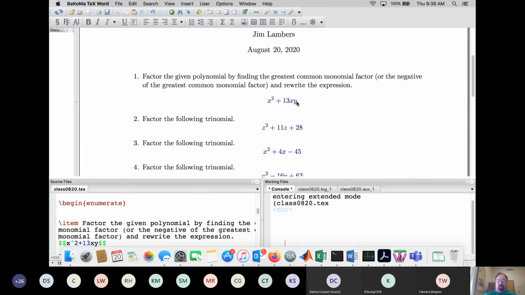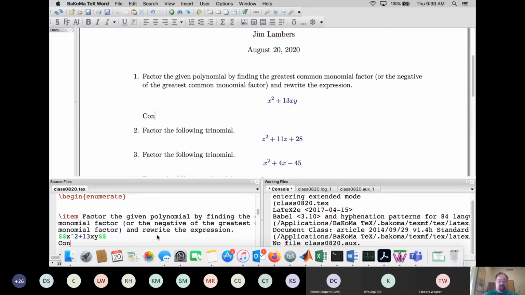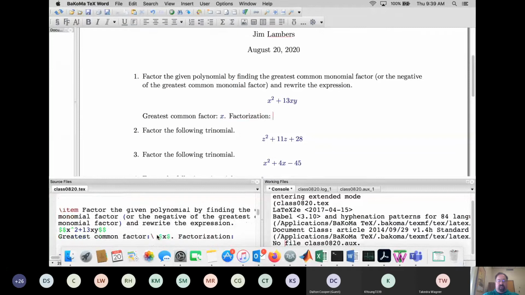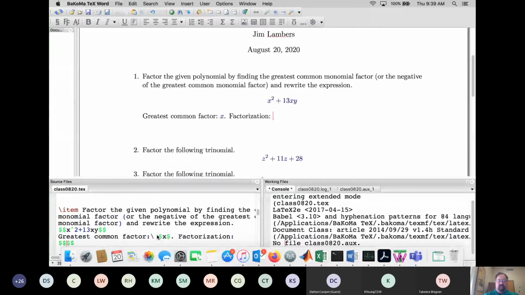Then if we look at y, we have a y to the first power here. We don't have a y here at all. So that's the same as y to the 0. So there is no power of y that we can factor out. So the greatest common factor is just x. So the factorization, you're going to have x, and then it's going to be everything in here divided by x.